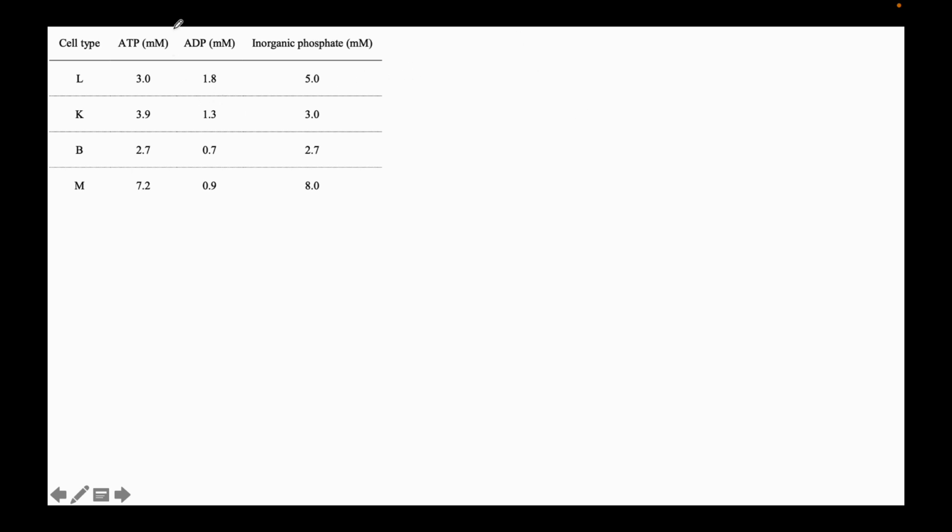So these are from the question, the different concentrations of ATP, ADP and inorganic phosphate. Let's start with the first cell type, L. For the L cell type, what will be our Q? I'll write the delta G formula here. We'll refer to delta G naught plus RT ln Q. So we'll first compute Q.